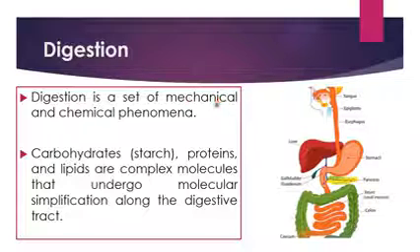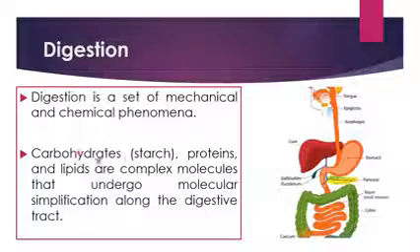It is all mechanical and chemical phenomena. Chemical because of the digestive enzymes and juices. Now for the food, carbohydrates including starch, proteins and lipids are all complex molecules that need to be broken down along the digestive tract and to undergo the molecular simplification, for them to be transformed into simpler forms and then into the simplest forms of food.